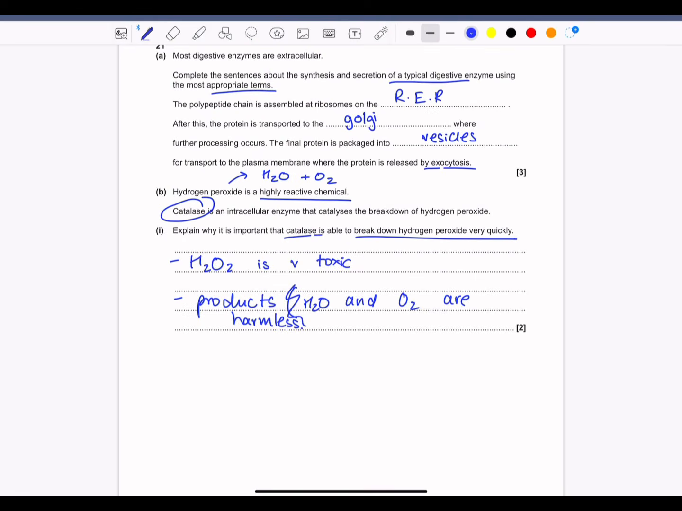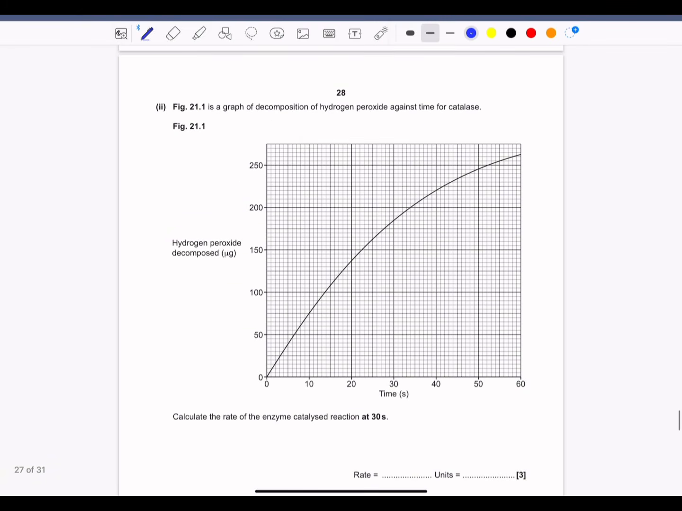Right, if you're a bit confused as to how they're pulling this from thin air, they're not. This is something you just have to memorize. It is in the specification. This is like a need-to-know example.